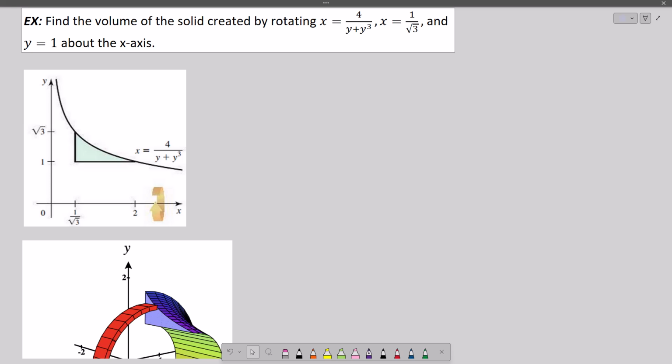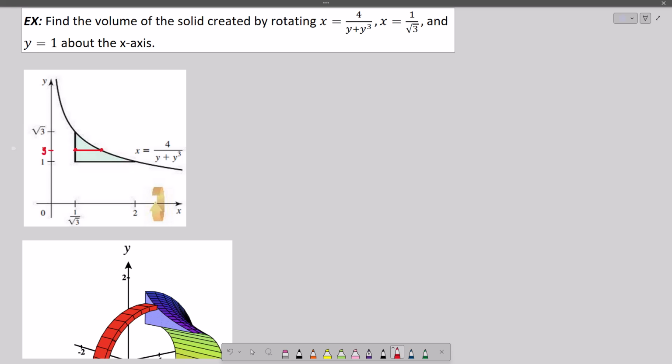Let's go. Okay, so find the volume of this solid. We're going to rotate around the x-axis. So this curve right here, they've already isolated x for us, so that's cool. This x value right here, just note that that's 1 over root 3, which is root 3 over 3 if you wanted to rationalize. And there's y equals 1 to y equals root 3. And we are using shells, so we're going to use a horizontal integration element right there. And think of this at a random y value right there.